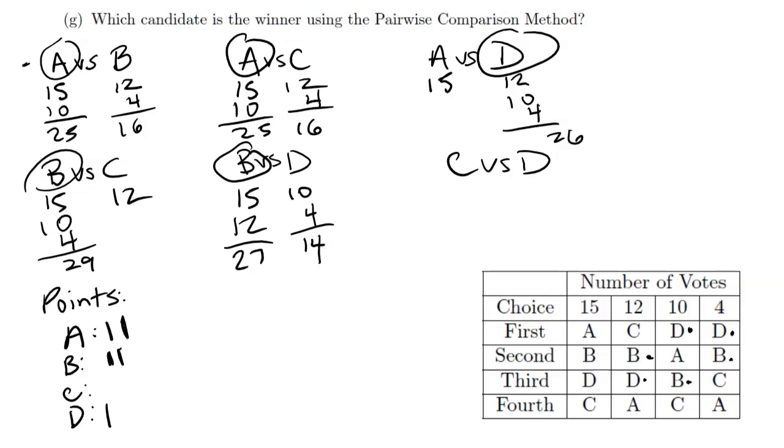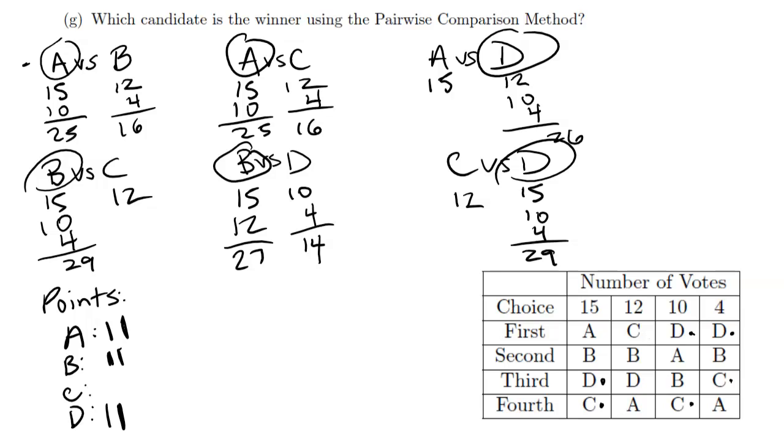And then the last one, we've got C versus D to take a look at. In the first one, D is preferred, so D gets 15. In the second one, C gets 12. In the third, D gets 10. And in the fourth, D gets 4. So C has 12 votes, and D has 29. So D wins.